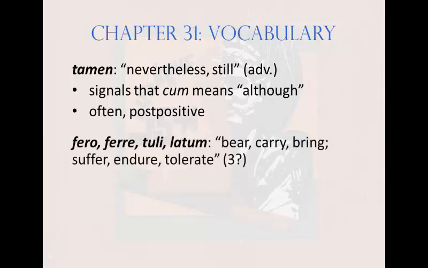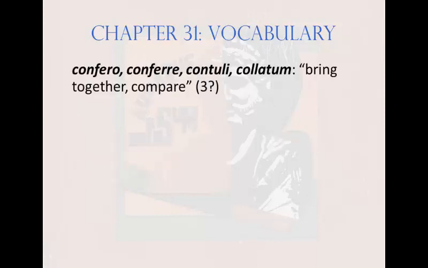Next up is fero, ferre, tuli, latum, meaning bear, carry, bring, suffer, endure, or tolerate. If anything, it's third conjugation. And we've already endured its oddities, no need to revisit them here. Here we need to address a different feature of fero, the fact that it sired a number of important compounds. For instance, attach con onto the front of fero. Con is the form cum, with, takes when it's used as a compound, and the result is confero, conferre, contuli, collatum, meaning literally bring together, often with the sense compare.